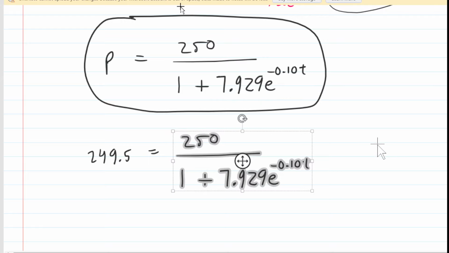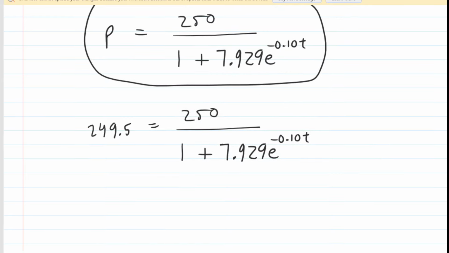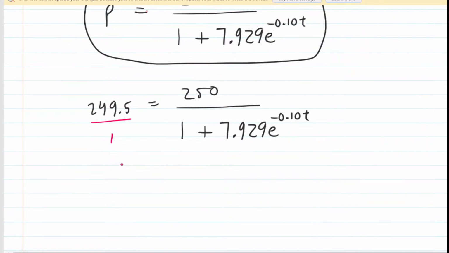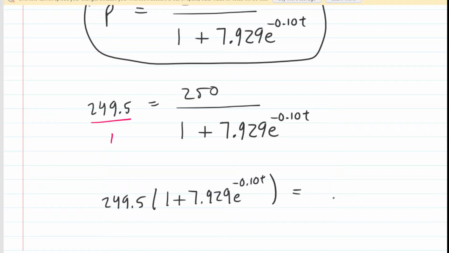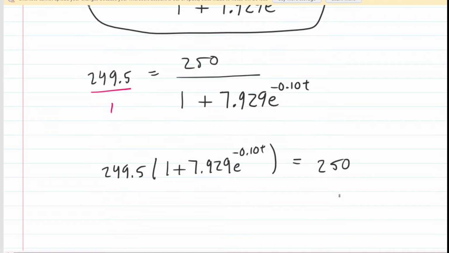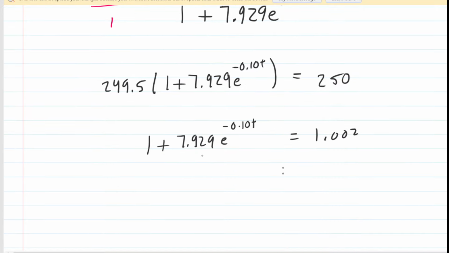Now, how would we solve this? Well, we could recognize that 249.5 is over 1, so perhaps what we can do is just cross multiply. So if we did 249.5 multiplied by this denominator here, and then set that equal to 250 times 1. Next, we would divide both sides of the equation by the 249.5, so that on the right-hand side we get 1.002 approximately. Next, subtract 1 from both sides.